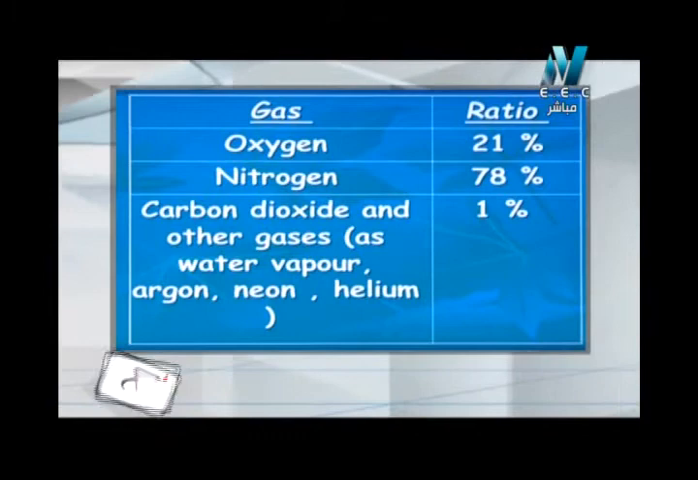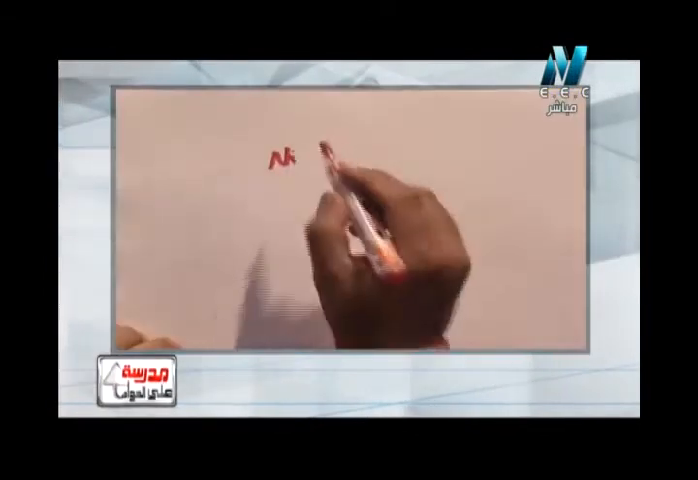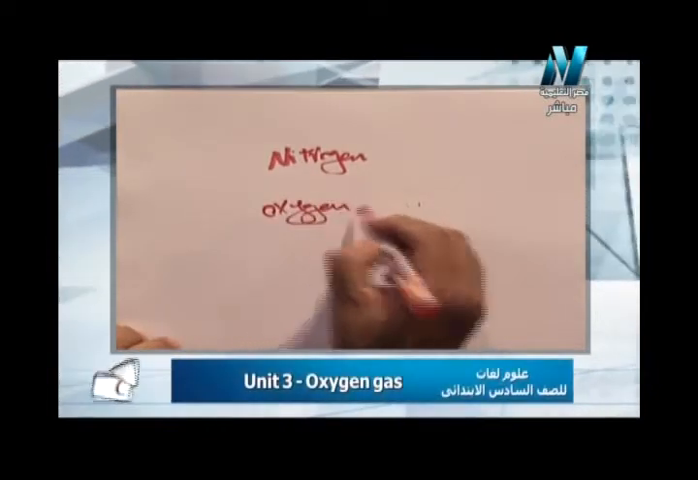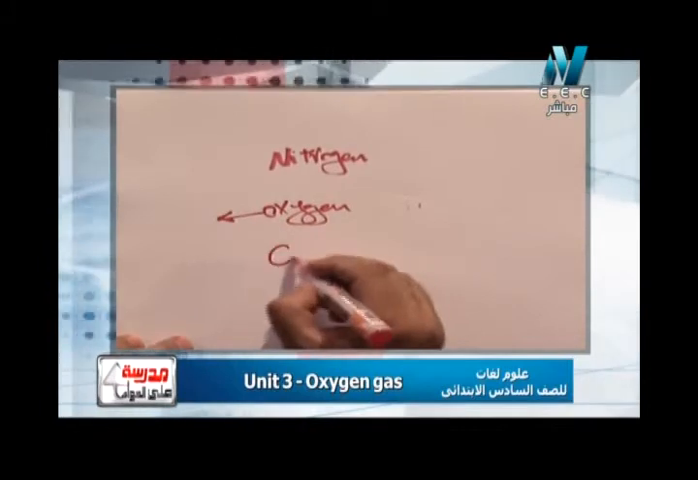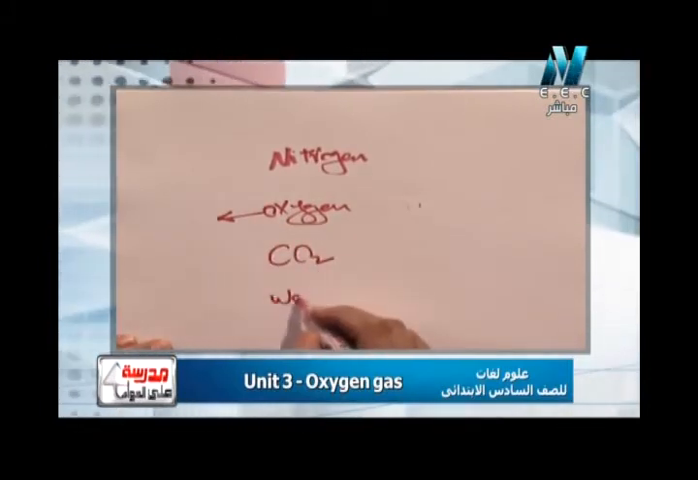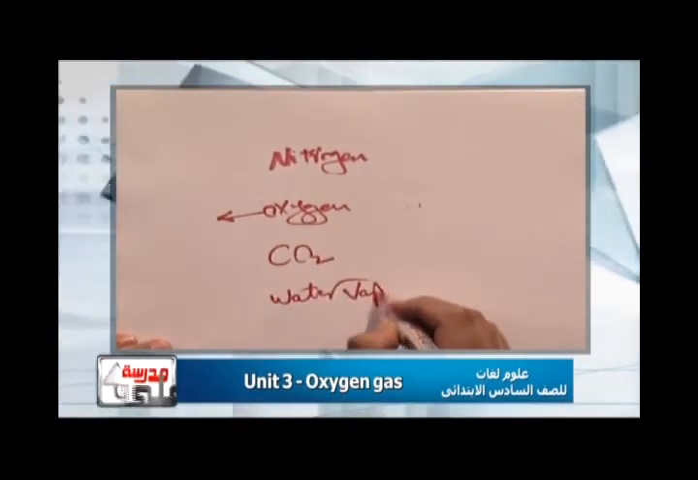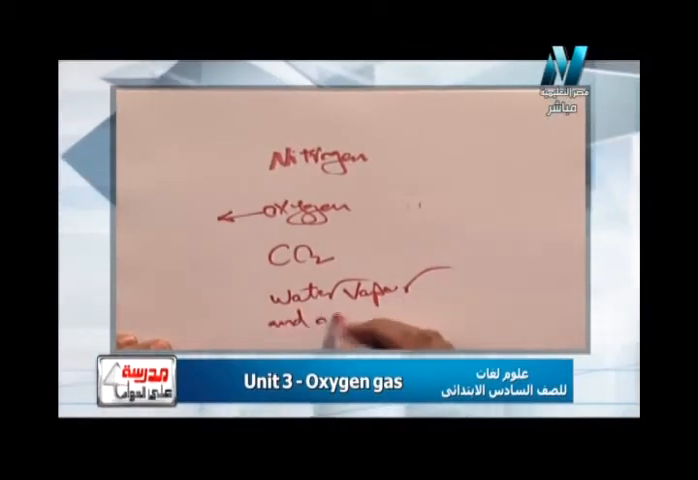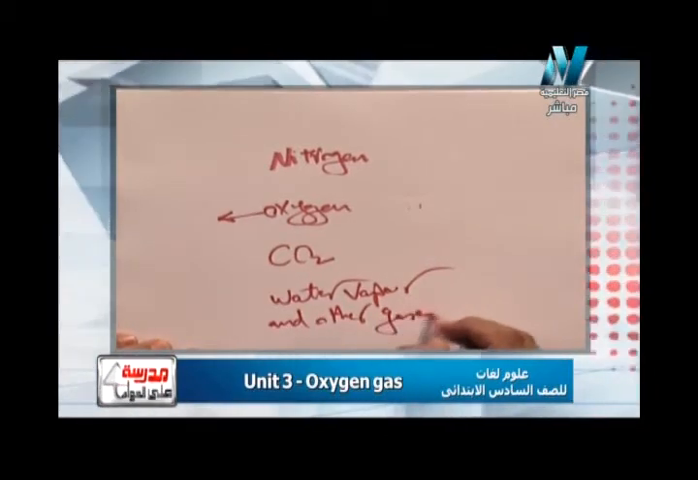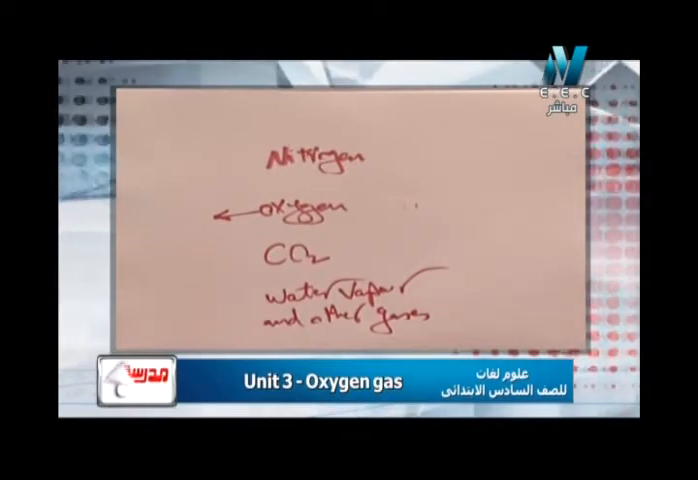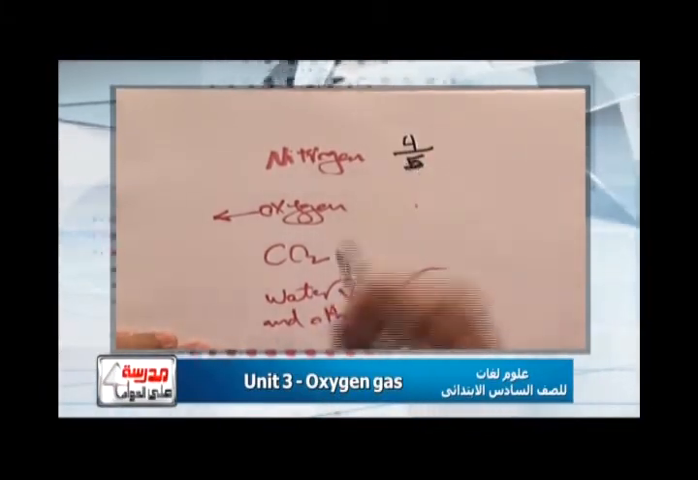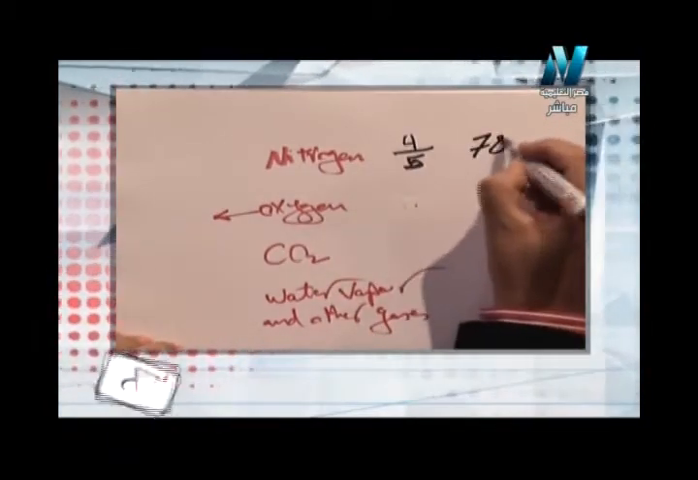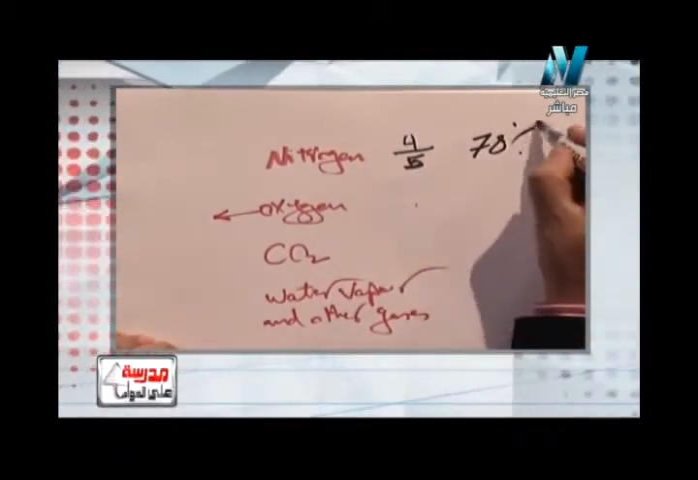So again, let me summarize them in another table. هنلخصهم بجدول تاني. We know that we have nitrogen gas، نكتب مع بعض. Nitrogen, oxygen, which we'll study today. إن شاء الله النهارده هنركز قوي على oxygen gas. Carbon dioxide gas and other gases which are water vapor and other gases. Okay, so what about nitrogen gas? We know that nitrogen gas is about 4/5 or 78%.